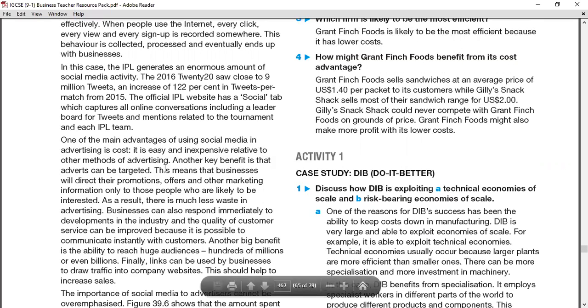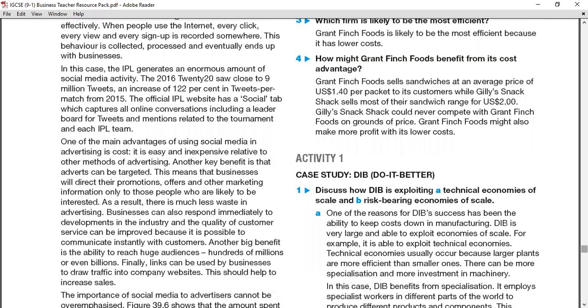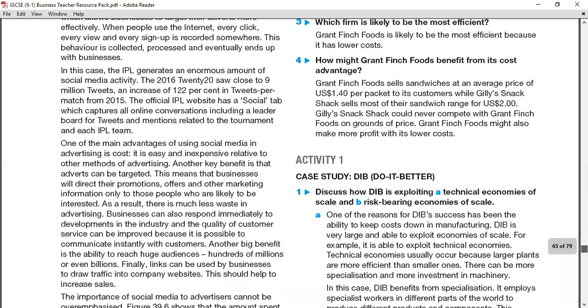Another advantage, social media advertising is easy and inexpensive compared to other methods of advertising. Another key benefit is that adverts can be targeted. This means businesses will direct their promotions, offers, and other marketing information only to those people who are likely to be interested. As a result, there is much less waste in advertising. Businesses can also respond immediately to developments in the industry, and the quality of customer service can be improved because it's possible to communicate instantly with customers. Right, build a huge audience.